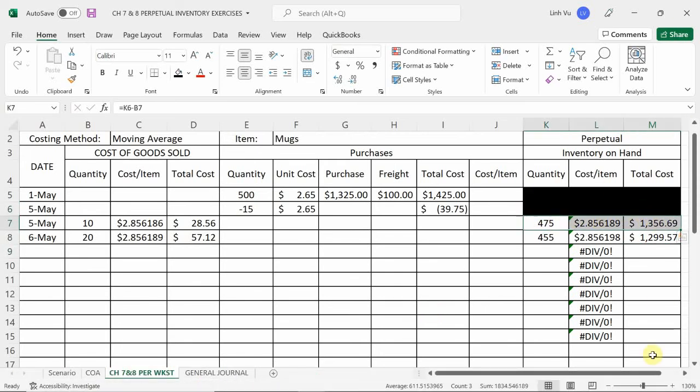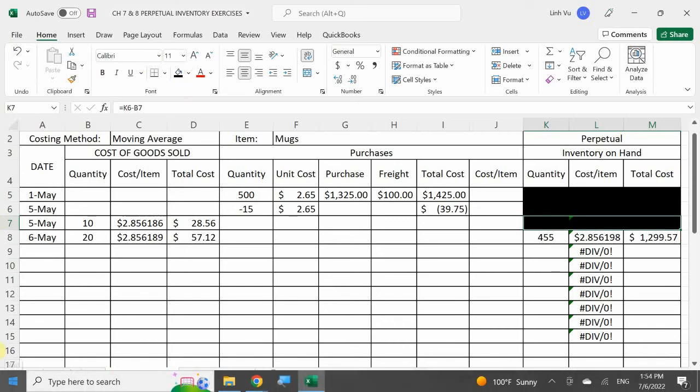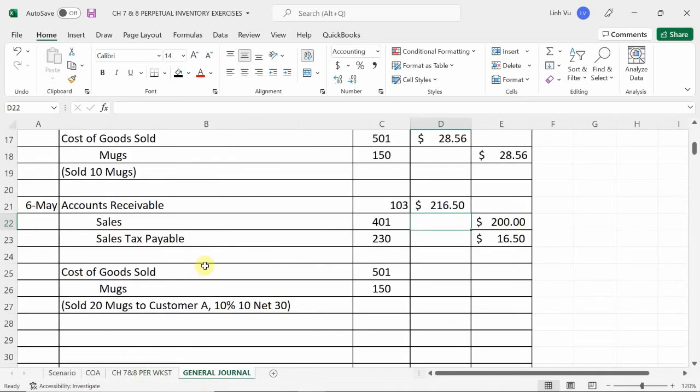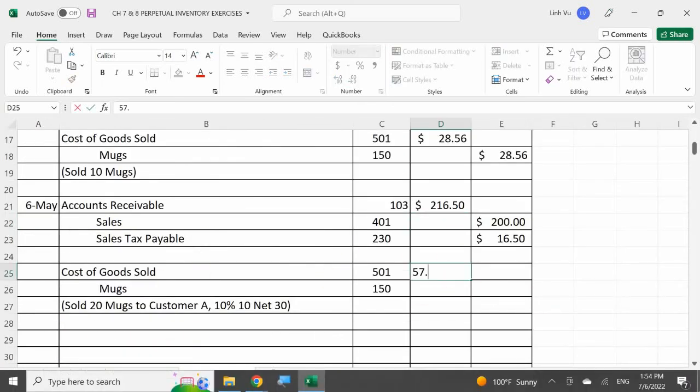So right now I have 455 units left remaining to sell. Okay. So here's the number I got. I got $57.12 for selling 20 mugs. Okay, 57.12.